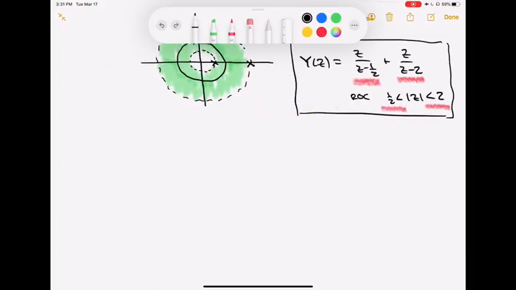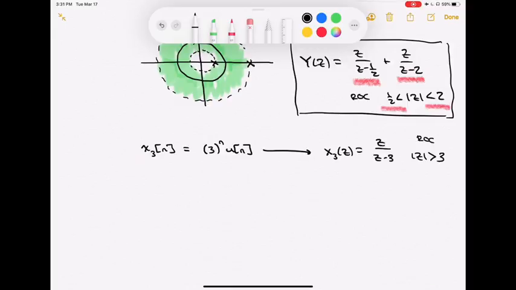What I'm going to do next is modify this example just a little bit. I'm going to replace the signal x1 with a new signal x3, and I'm going to let x3 also be a right-sided signal, but I'm going to base it on the root of 3. So I'm going to have it as 3 to the n rather than a half to the n, times u of n. We already know the transform of this as well. It's just another example of one we saw in our previous lecture. So X3(z) is just going to be z over z minus 3, and it has a region of convergence in this case of norm z greater than 3.